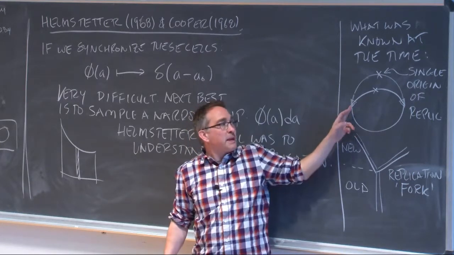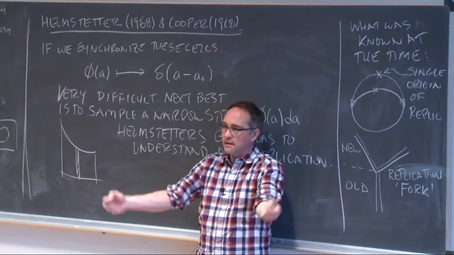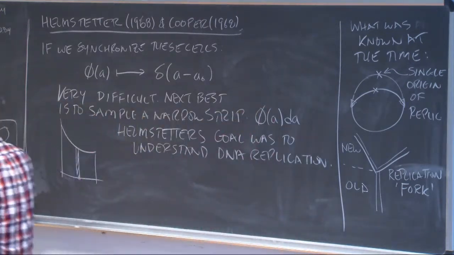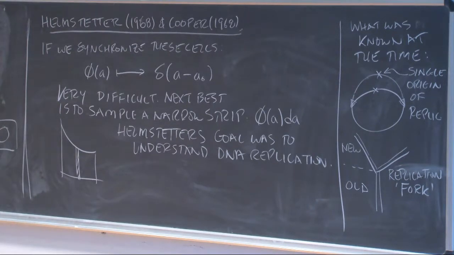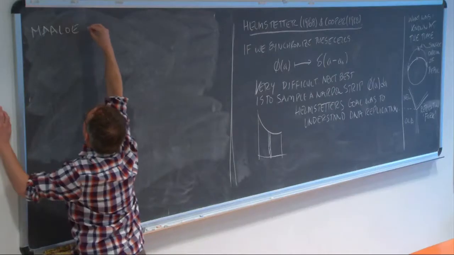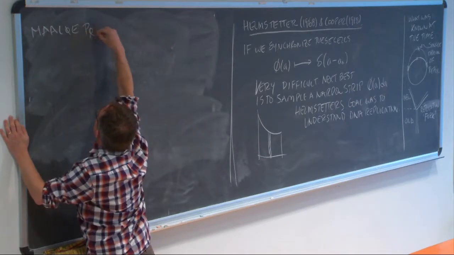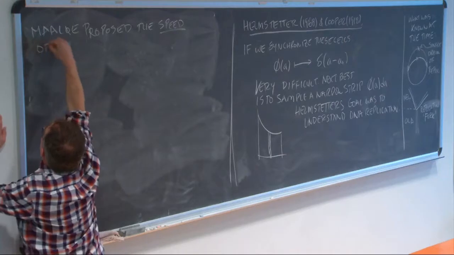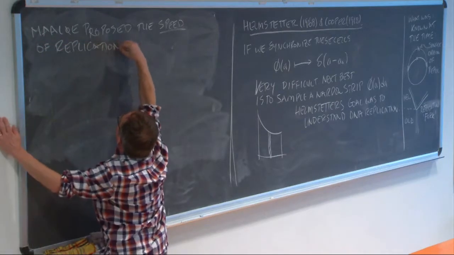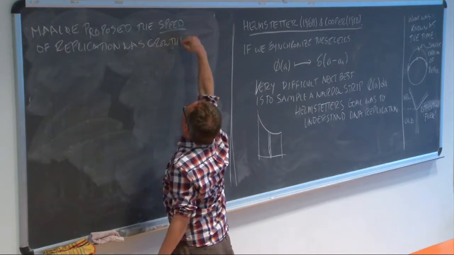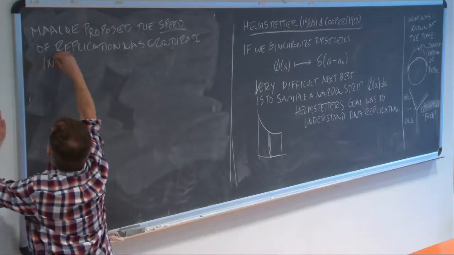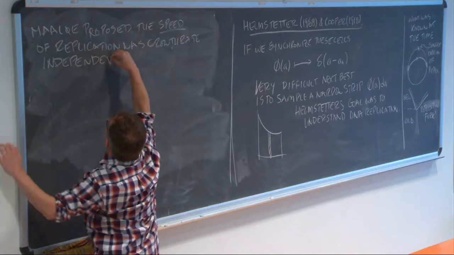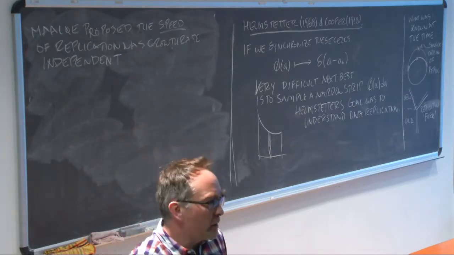Then Moeller postulated that the speed that these replication forks proceed at is constant, irrespective of growth rate. He had no evidence for that, really, but it's the simplest possible assumption, and Moeller always went for that. So Moeller proposed, let's say, the speed of DNA replication was growth rate independent. All right, and to a good approximation, it is.